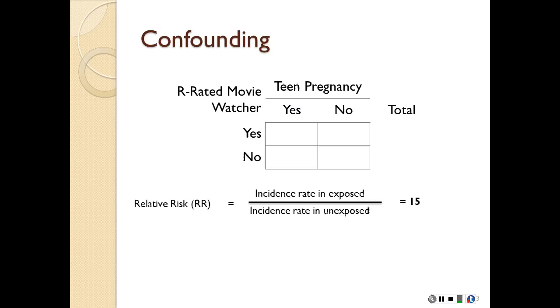But let's walk through. The first thing we do when we're looking to assess confounding, we start with our first measure of association. We start with our 2x2 table. So we have our disease state, in this case, teen pregnancy, our outcome, and R-rated movie watching. I haven't given you the numbers, but we do know that the relative risk, if we were to work it out from the theoretical numbers from that table, is that girls who watch R-rated movies are 15 times more likely to get pregnant.